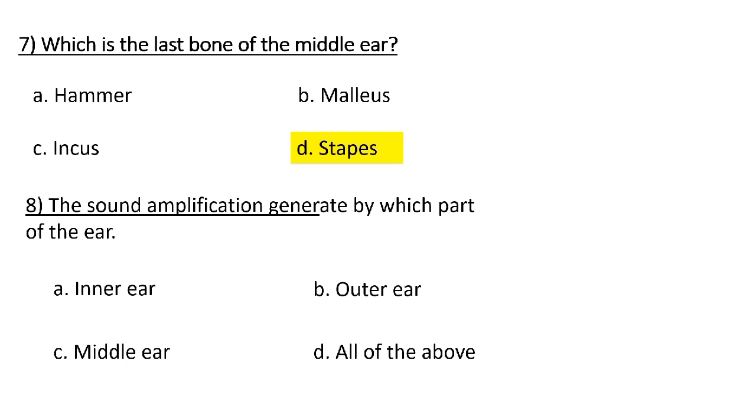Question number 8. The sound amplification is generated by which part of the ear? Option A, inner ear. Option B, outer ear. Option C, middle ear. Option D, all of the above. The correct option is middle ear. 3 ossicles or 3 ear bones are located in the middle ear.